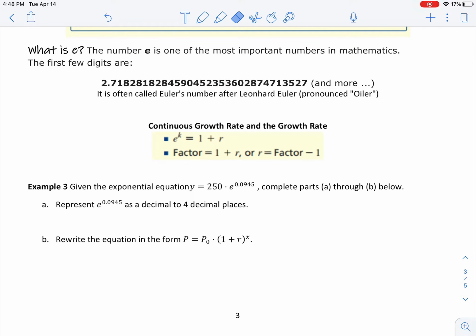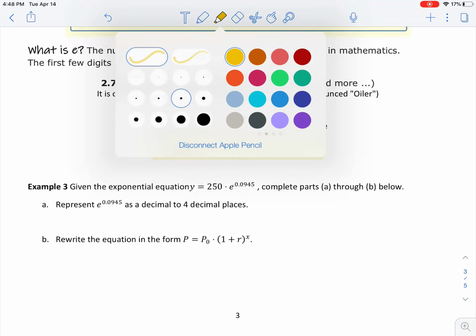The number e is one of the most important numbers in mathematics. The first few digits are 2.7182, and it goes on for more. It's often called Euler's number after Leonhard Euler, pronounced Euler.